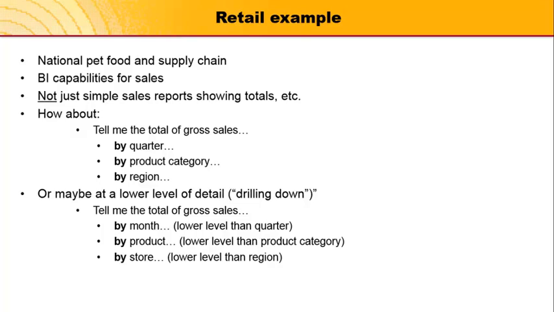So not just simple sales reports that show totals, these are the types of things that we want to see. For example, tell me the total of gross sales by quarter, by product category, and by region. All three of those together. We'll look at an example of this in a future set of slides when we walk through an entire case study of how to build a BI system. On your screen, you would see one particular number of the total of gross sales broken down by quarter, by product category, and by region.